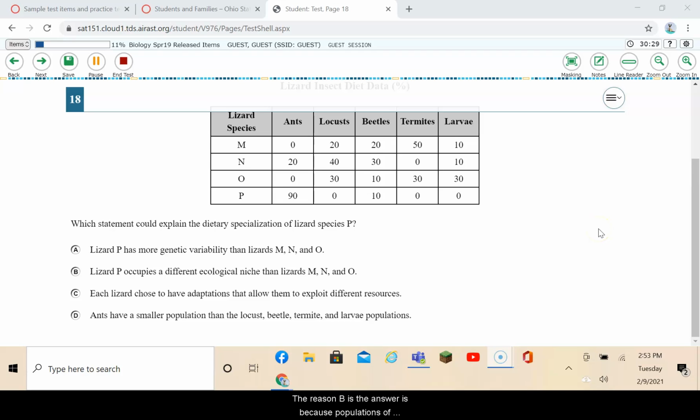The reason B is the answer is because populations of organisms can experience subtle changes in phenotypes and behavior when they are living in different niches within an ecosystem. That is our last problem for part 3 of 2019.